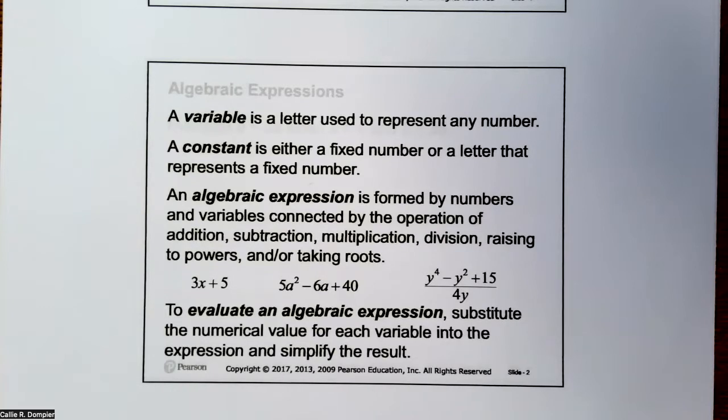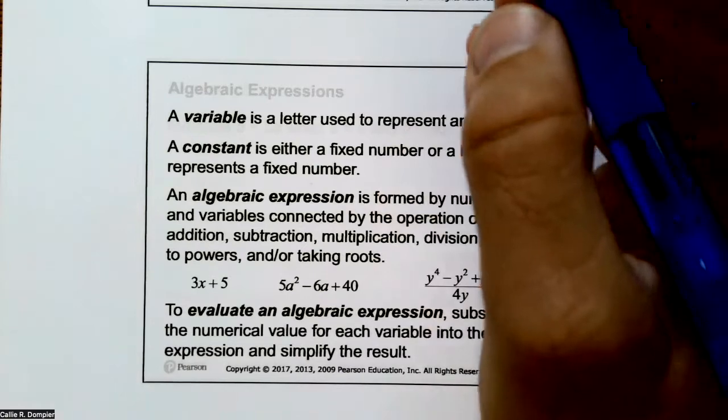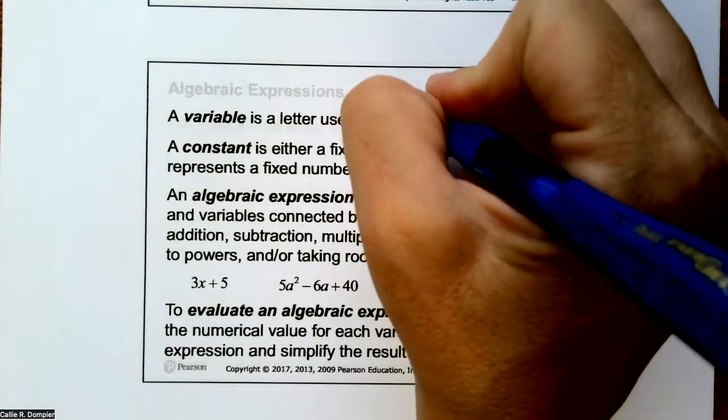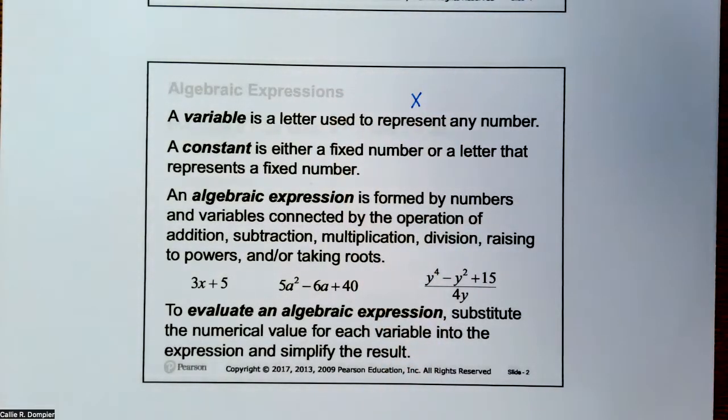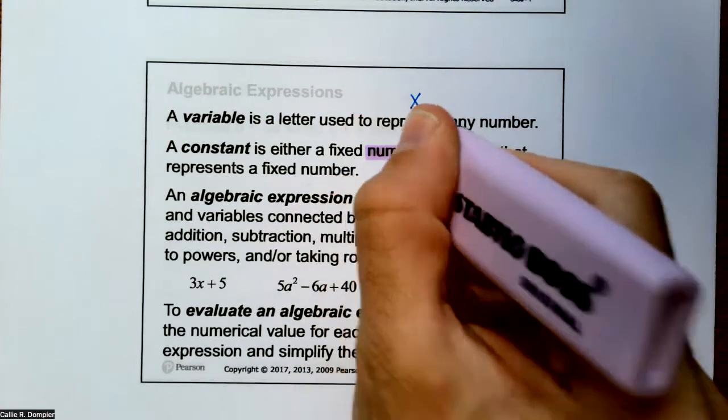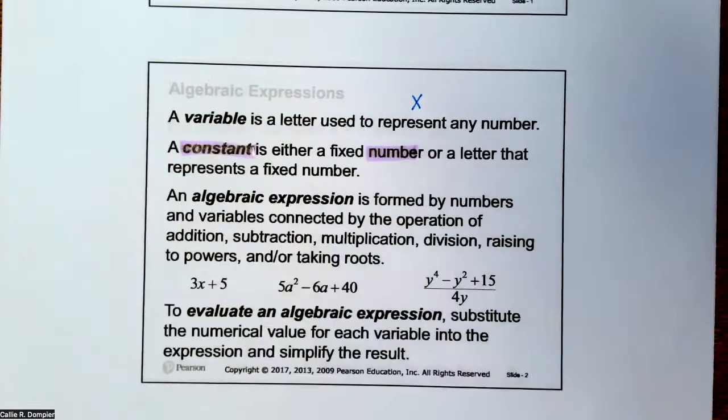A variable is a letter used to represent any number. We're in algebra, right? And so a variable is like X, and we use X or a letter A, B, C to represent a number when we don't know what that number is, right? A constant is a fixed number or a letter that represents a fixed number. In our class, it'll mostly be a number that is the same. So when you hear constant, it just means a number, not a letter, right? It's always the same. It is constant.